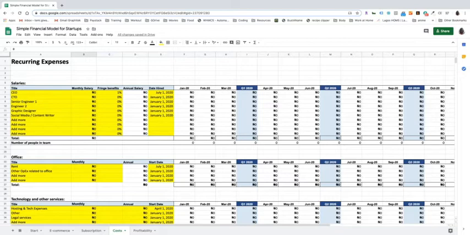So let's say you wanted to hire a CEO. Let's say the CEO is you and you want to start collecting a salary in April.